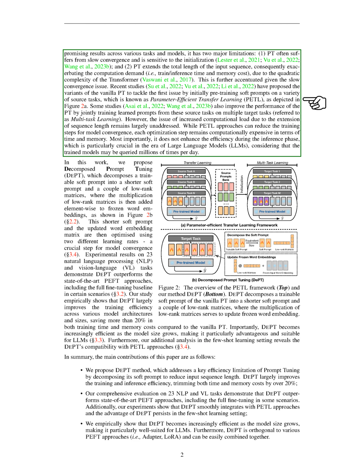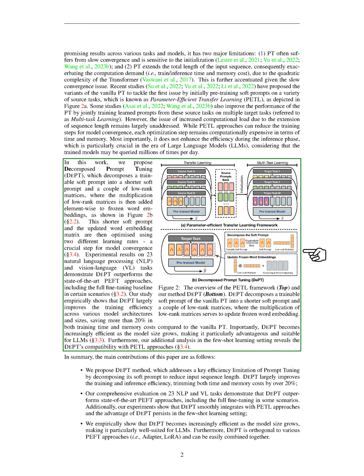However, it does have two significant limitations. It often converges slowly and is sensitive to the initial setup, and it extends the total length of the input sequence, which increases computational demands due to the quadratic complexity of the transformer. Recent studies have proposed variations of prompt tuning to address the slow convergence issue by initially pre-training soft prompts on a variety of source tasks. This is known as parameter-efficient transfer learning. Some studies also improve performance by jointly training learned prompts from these source tasks on multiple target tasks. However, the issue of increased computational load due to the extension of sequence length remains largely unaddressed.